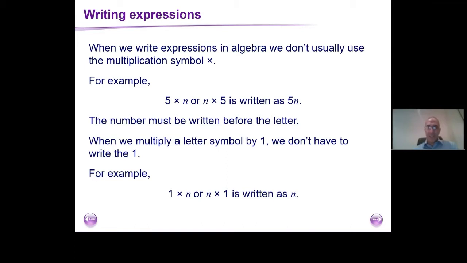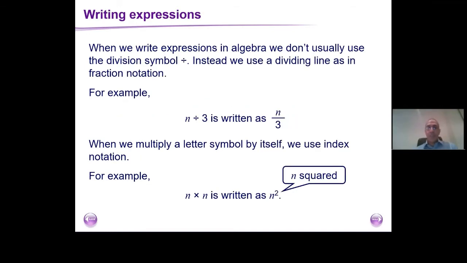So when we multiply a number or symbol by 1, we don't have to write the number 1 either. So if it's 1 times n or n times 1, we generally just write n, as we know 1n and n are the same. It's the same as saying if you have an apple or if you have 1 apple. You don't generally say I have 1 apple, I have an apple, and it will be accepted as being 1 apple.